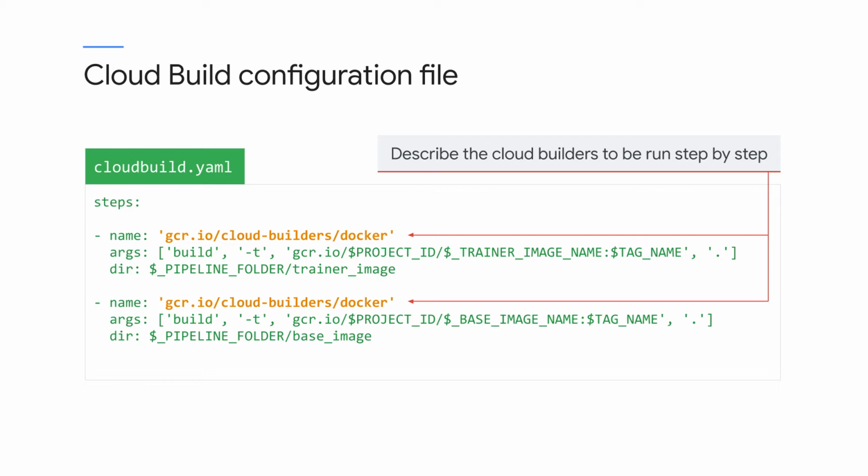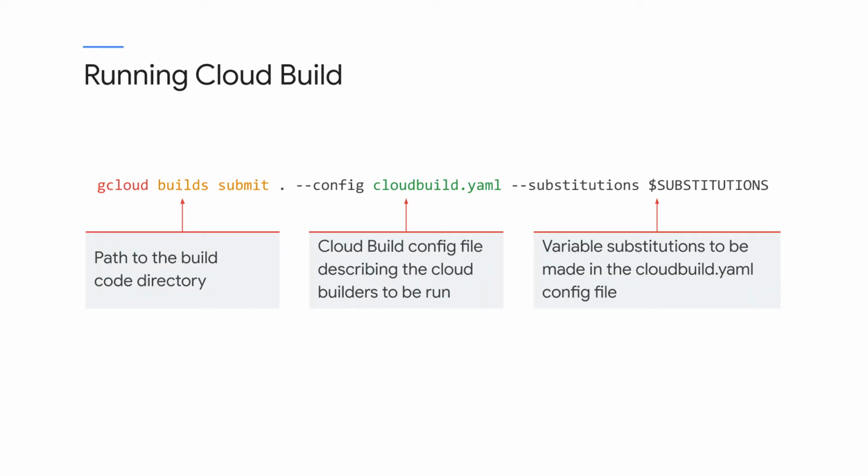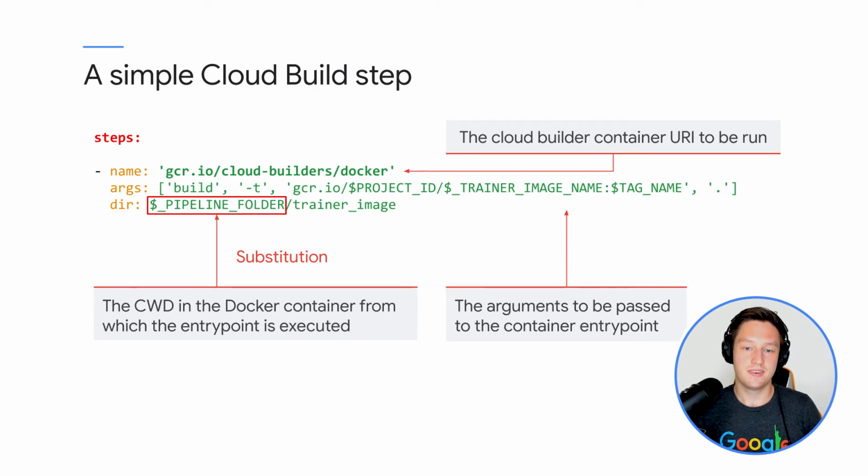So how do you trigger the build itself and execute all the build steps described in a cloudbuild.yaml file? Well, we simply use the gcloud build submit command, pass it the cloudbuild.yaml file, as well as some, what we call, substitution variables, which we'll discuss a little bit later. So let's take a look at one single step, one single cloud builder in the configuration file.